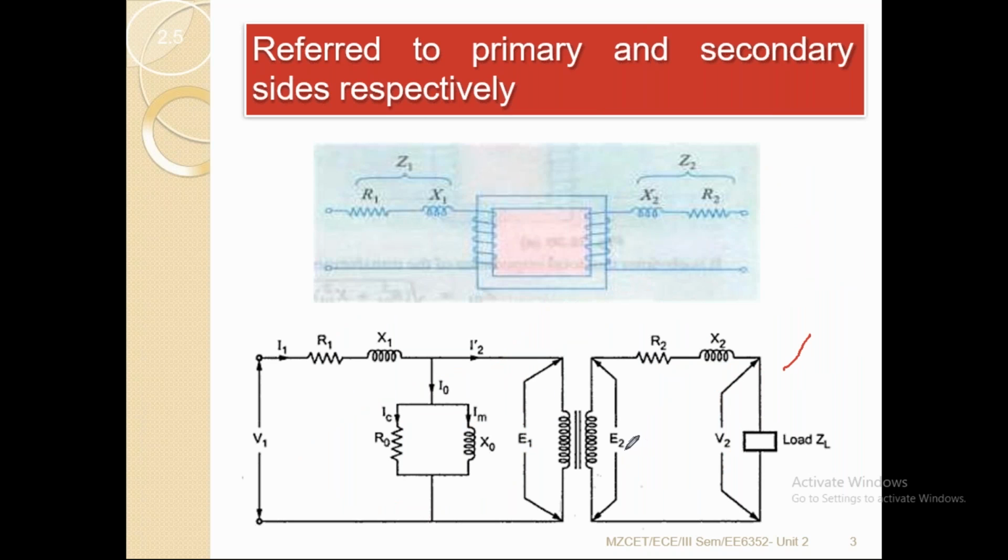So just take note of the circuit diagram. Here you can represent IW, the working component or core loss component, and the magnetizing component you can represent as IM or Iμ. So this is the representation of the currents through R0 and X0.